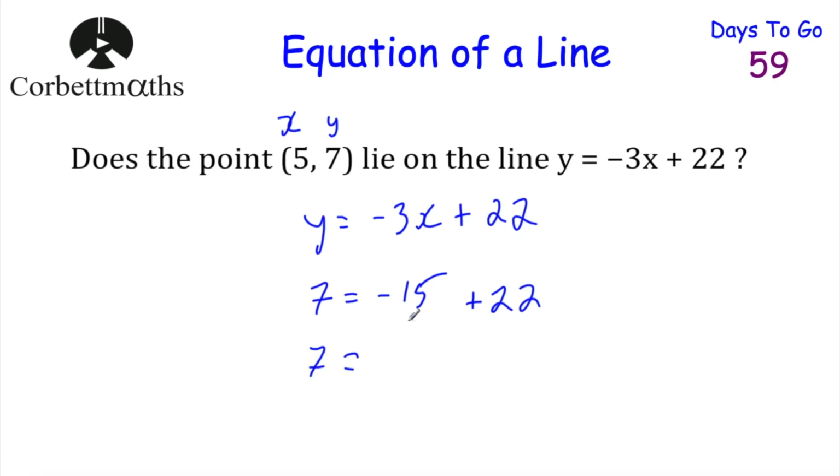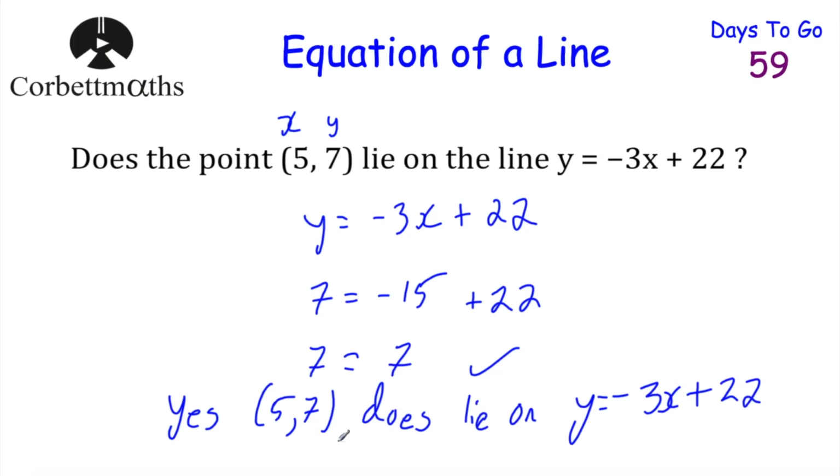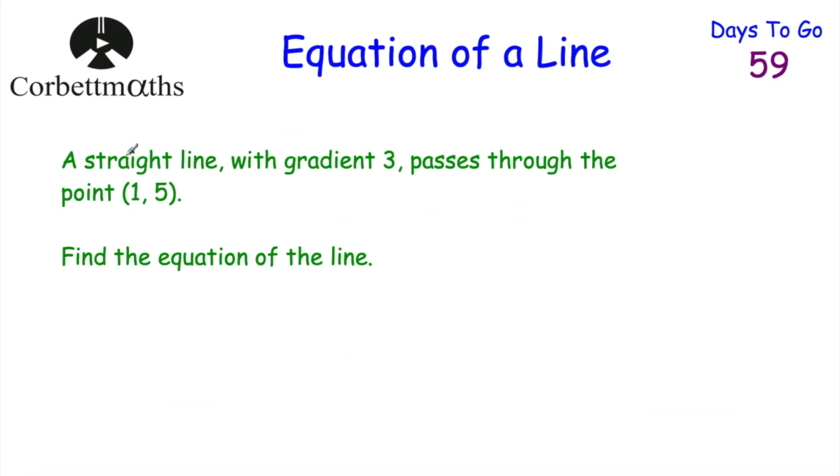Well, if we're at -15, if we go up 15, we get to 0, and if we go up another 7, we get to 7. So -15 plus 22 is 7, so we get 7 equals 7. So does the point lie on the line? And that's it. So I've just written down yes, (5, 7) does lie on the line y equals -3x plus 22. And that's it.